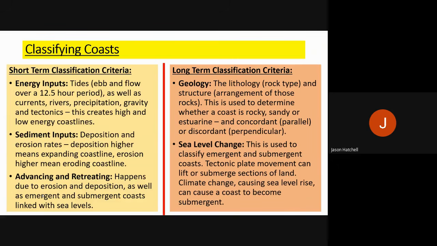We've also got longer term sea level changes and sea level rise. So as I said before, this is used to classify emergent and submergent coastlines, and tectonic plate shifts and movements can also help classify it. But climate change in recent years has been a big factor in classifying coastlines. And so as climate change continues and as sea level rise continues, we may see more and more submergent coastlines over time.